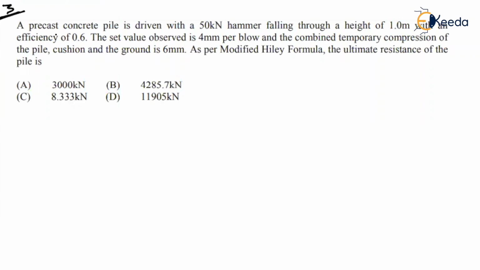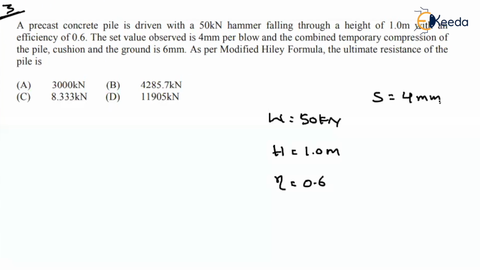So what is the given data? A precast concrete pile is driven with a 50 kilonewton hammer. That means the weight of the hammer is given as 50 kilonewton, through a height of 1 meter. So the height of fall is 1 meter, with an efficiency of 0.6. The set value is observed to be 4 mm per blow. Okay, that means the displacement given is 4 mm.